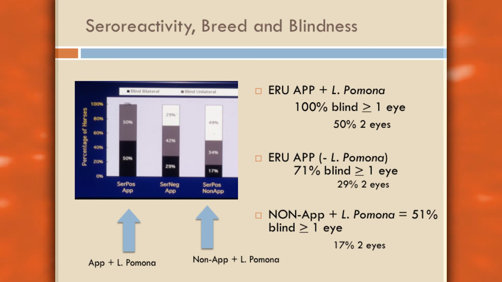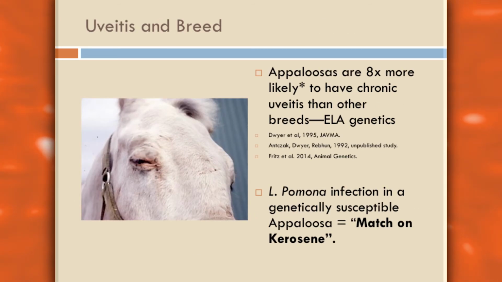But the ones that were seropositive and not Appaloosas were about 50-50. And I think those statistics still kind of hold up in the literature that's been published more recently. Our analysis did uncover the fact that Appaloosas are about 8 times more likely to have chronic uveitis than other breeds, and that has to do with genetics. And it's likely, I think of Lepto and an Appaloosa as a match on kerosene.